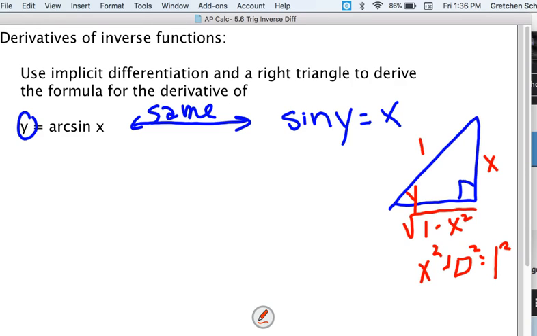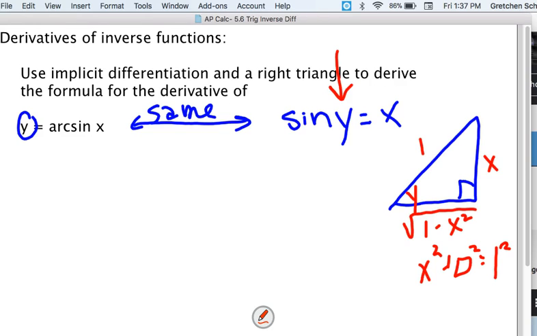So that's just rewriting it in an equivalent algebraic form. Because that triangle has the same equivalence. We don't want to use arc sine. Let's rewrite it with sine because that's something we're used to working with. This is something we can differentiate. It's the chain rule, but we can differentiate it.